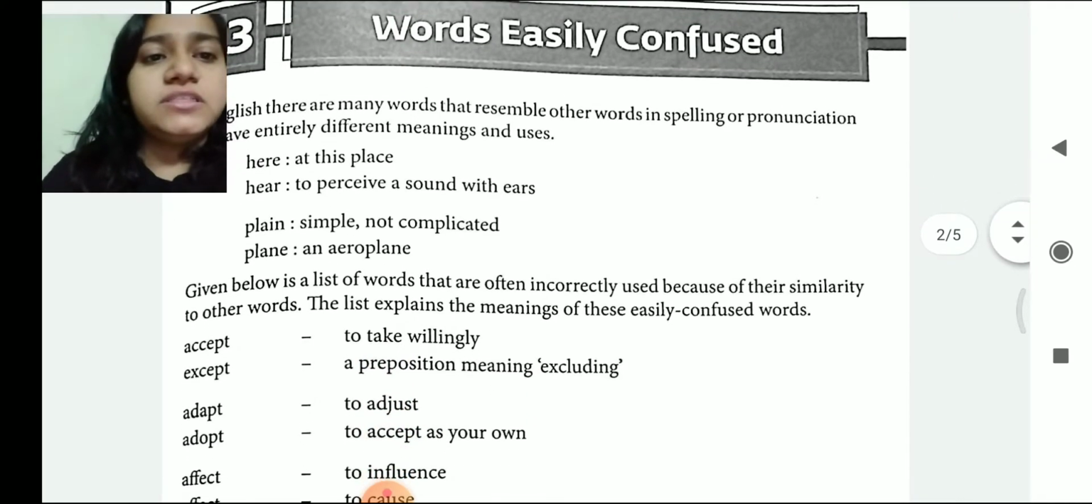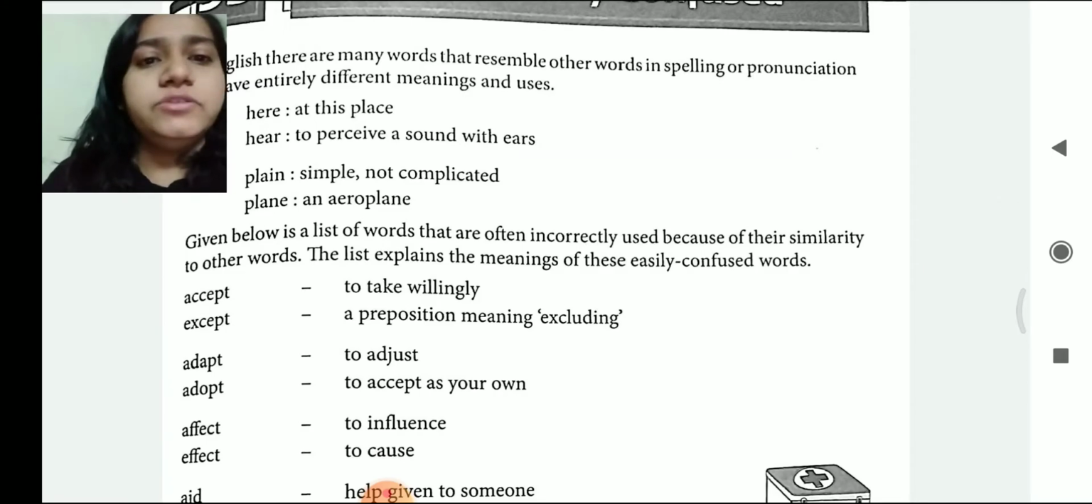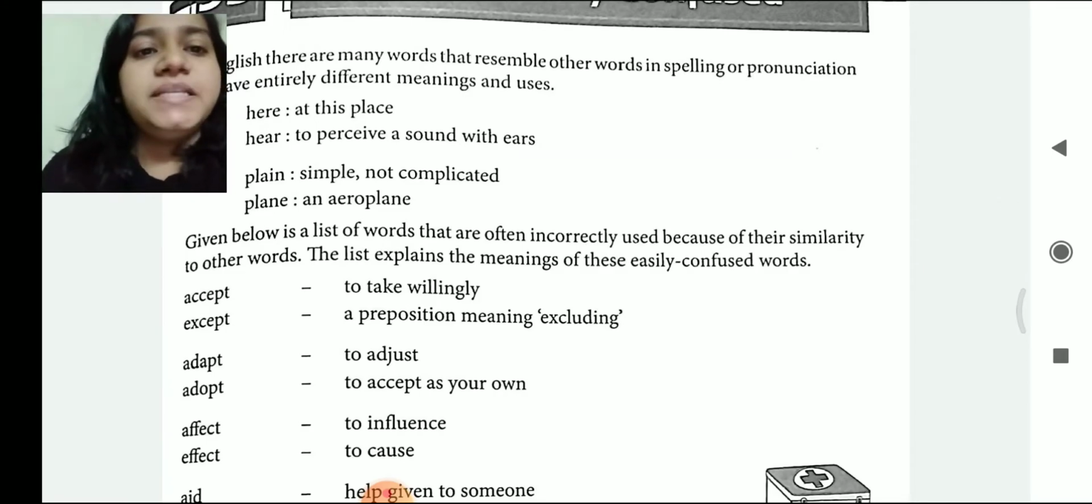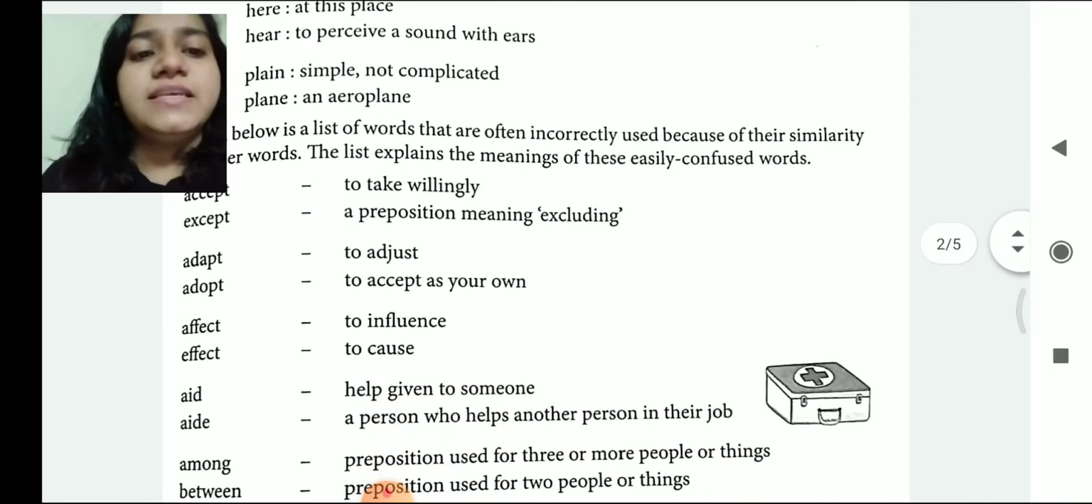The given below words is the list of the words that are often incorrectly used because of their similarity to other words. The list explains the meaning of these easily confused words. ACCEPT, accept, that means to take willingly, and EXCEPT, except, that means excluding. Adapt, that means to adjust, and adopt, that means to accept as your own. Affect, that is to influence, and effect, that is to cause.